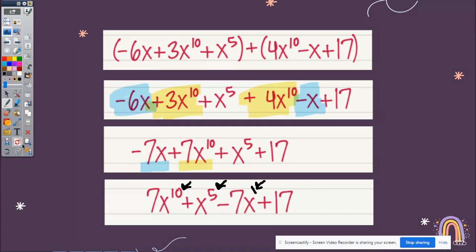So the correct answer is the one on the bottom. Don't forget when you rearrange this that you always keep the sign on the left. So for example, this negative 7x, you have to keep that sign when you rearrange it because we're not moving it across the equal sign, we are just rearranging it. And then, for example, this 7x to the 10th power has to stay positive. So it's whatever sign is to the left of the term you're rearranging.